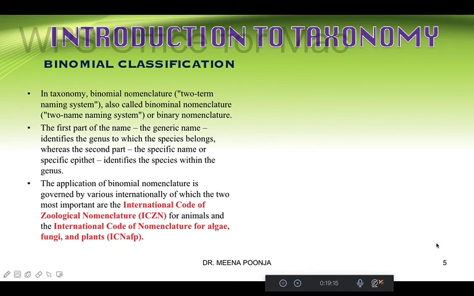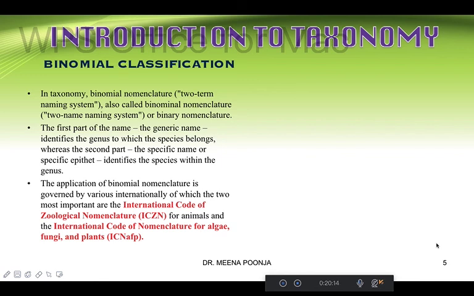The binomial nomenclature, which is the formal system of naming species, giving each one a name composed of two parts, uses Latin grammatical forms, although they can be based on words from other languages. But globally, it has been agreed to use the Latin grammatical form. Such a name is called a binomial name, or a scientific name. More informally, it is also called a Latin name.